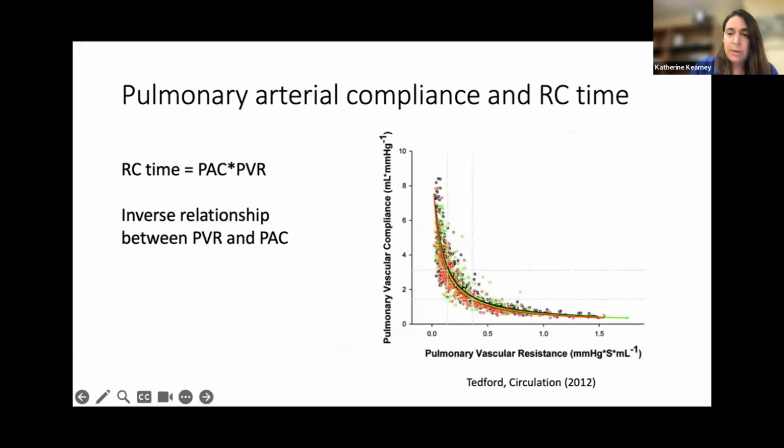So the inverse relationship between PVR and PAC is described by a hyperbolic fit, and depicted in this plot, meaning that a rise in PVR is followed by an inverse reduction in PAC and vice versa. And this relationship has been reproduced by numerous groups. Because of this hyperbolic relationship between PVR and PAC, it's been advocated that the product of PVR times PAC, which has units of time, RC time, may remain constant in the pulmonary circulation across the entire range of pulmonary arterial pressure.